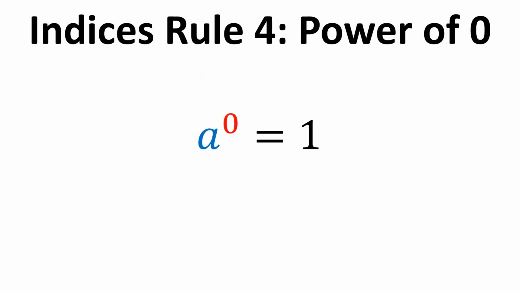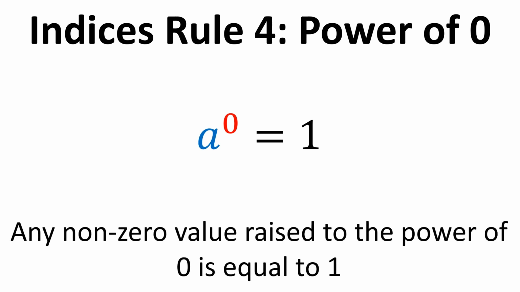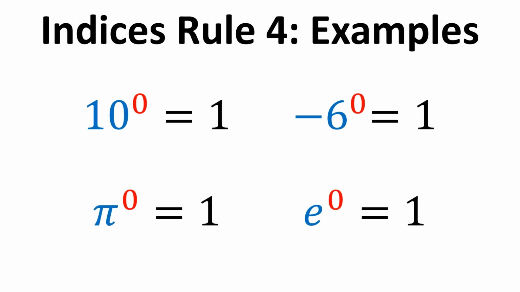Okay, the fourth rule is power of 0. So any non-zero value raised to the power of 0 is equal to 1. And again, we've got some examples. So it doesn't matter what the value is, as long as it's non-zero. If we raise it to the power of 0, we get 1.